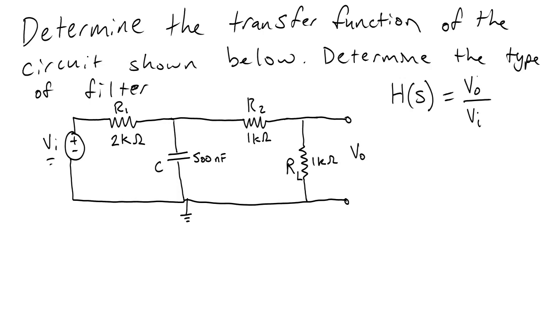So let's start thinking about this. What does this circuit sort of look like? Well, if you're not sure, we can break this up into two pieces. On the left side of this red line, we have what looks like a voltage divider, basically. We have R1 and then C, which we can call the voltage here V1.